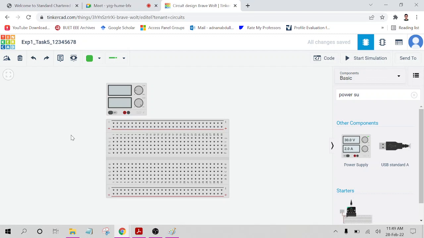Is everyone done up to this stage? Yes sir. Okay, if anyone is lagging, please tell immediately.